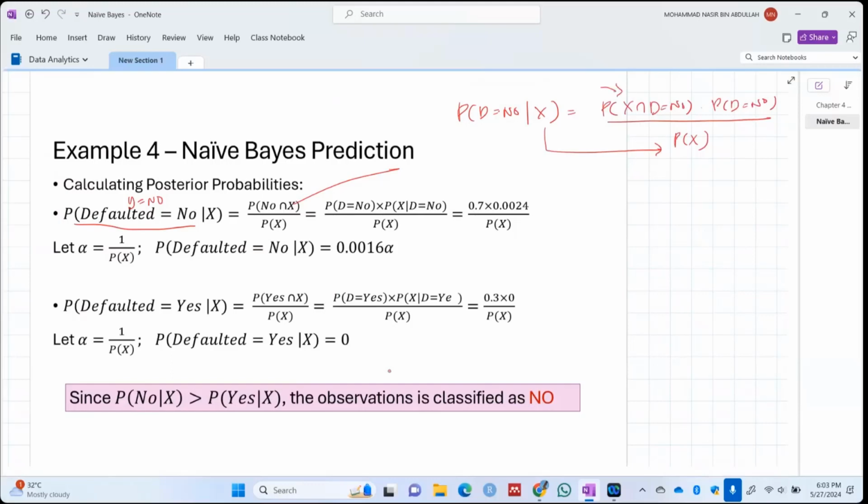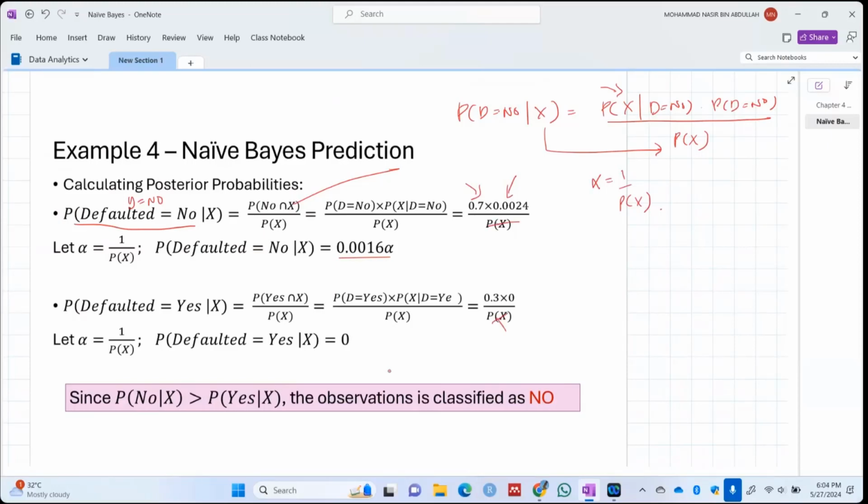In this case, we don't know the value of the probability of X. We already calculated this one, this is X given D. So we don't know the value of X. We're going to set alpha equal to 1 over the probability of X, or we can ignore the denominator. Now we plug the values into the formula, and we will get 0.0016 alpha. So we can basically ignore the probability of X here.